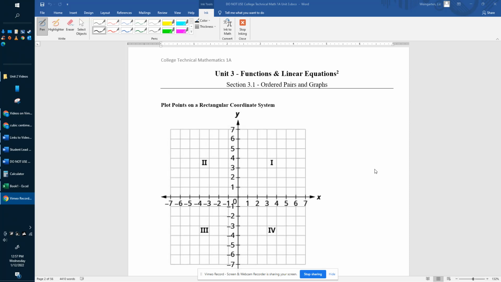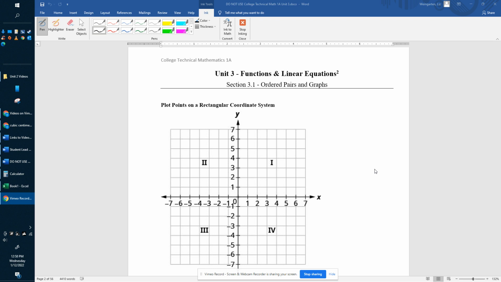Let's start off this unit with a review of the coordinate plane. Plotting points on the coordinate plane is pretty simple, but I would like for us to become familiar with the coordinate plane before we start looking at that. The coordinate plane is divided up into 4 quadrants. They're divided by the x-axis and the y-axis. The x-axis always goes horizontally and the y-axis is vertical.